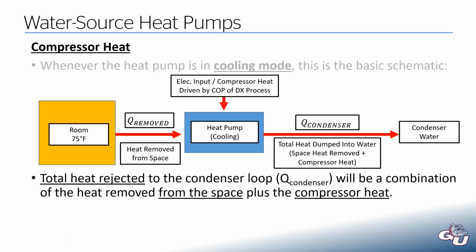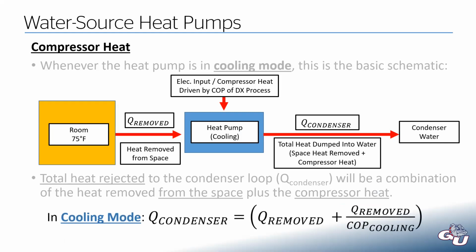To put that in equation form, if we're in cooling mode, the heat going into the condenser will be equal to the heat removed from the space plus the compressor heat, which would be the Q removed divided by whatever your COP is.